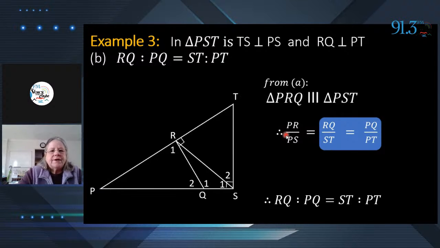The second question, it's still the same drawing, B. Now they want us to prove that RQ over PQ equals ST over PT, and this is your ratio proportionality. They also could have written it as RQ divided by PQ. But here we've used the colon, so RQ to PQ is equal to ST to PT.